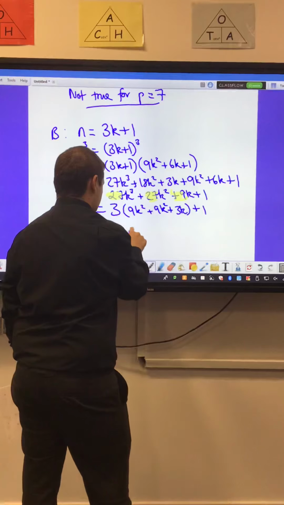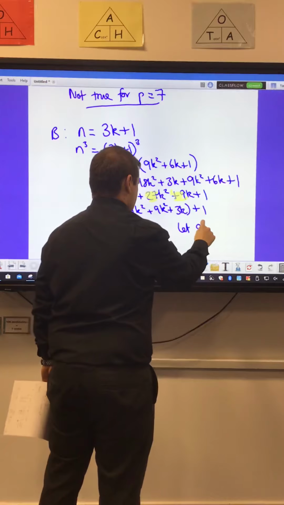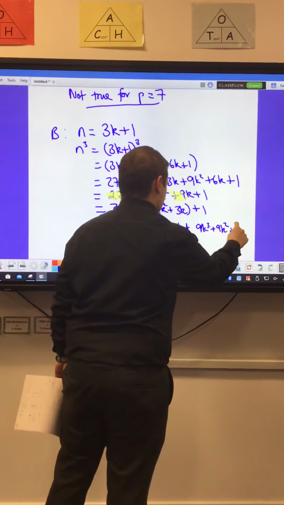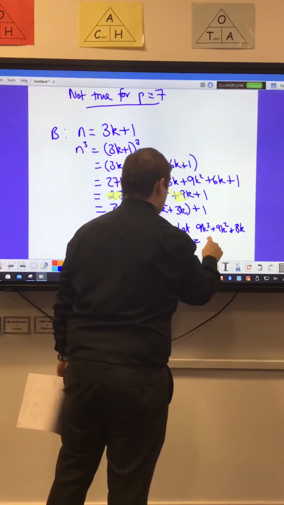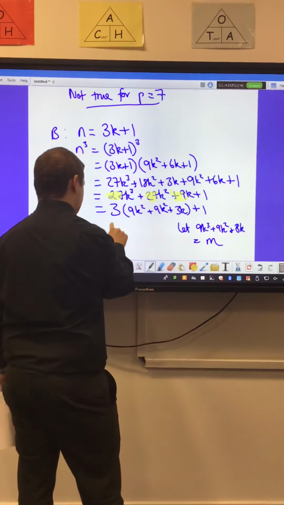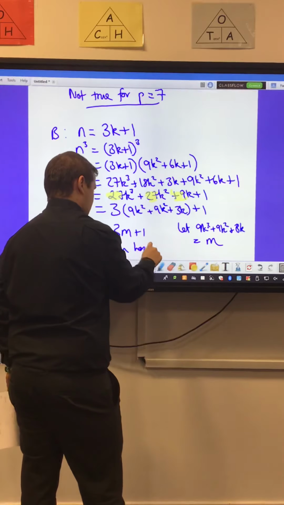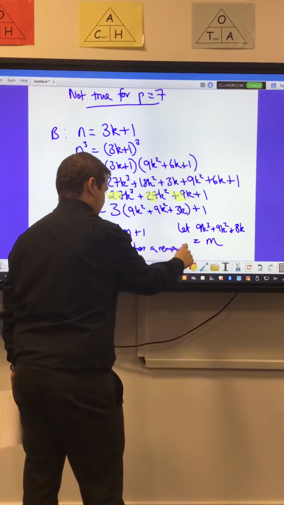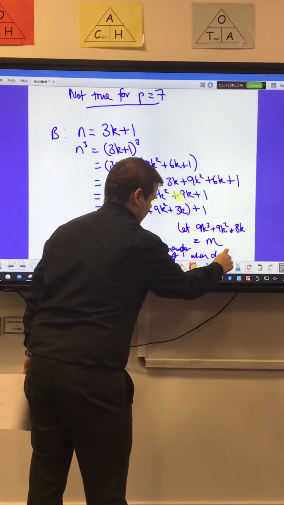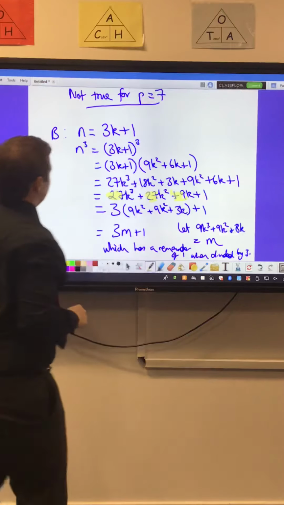Therefore, proven. Because what we could do is we could say, let 9k squared plus 9k cubed plus 9k squared plus 3k equal, I don't know, m. And then we could write that essentially as 3m plus 1, which has a remainder of 1 when divided by 3. Exactly the same form as the thing we started off with.